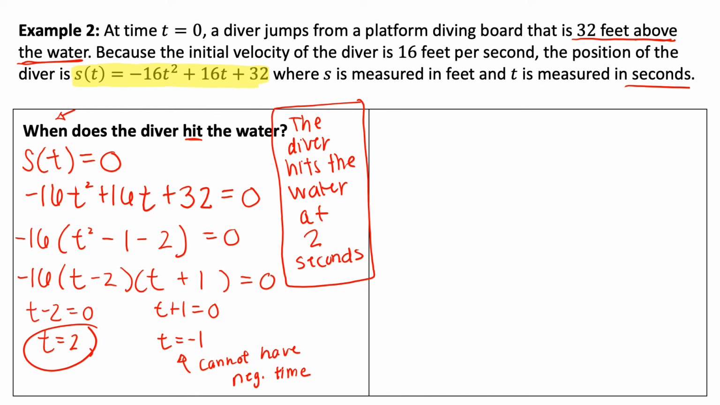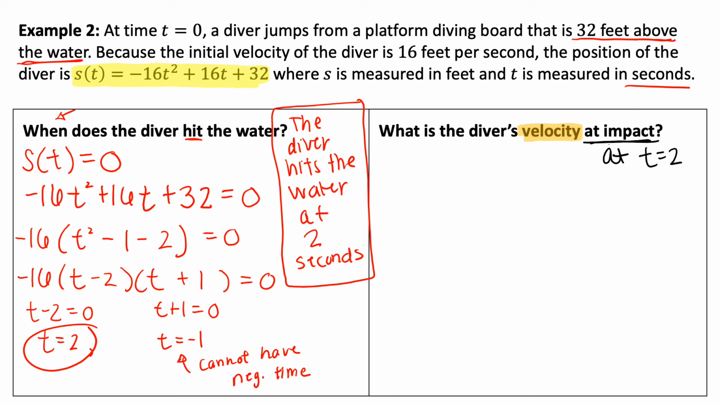The next question we want to answer here is, what is the diver's velocity at impact? So now we want to actually look at velocity. Notice we were only given information about position. So we have our s of t, our position function, but now we want to talk about our velocity. And then when we say at impact, we mean when he hits the water, at the instant the diver hits the water. So we mean at, from our earlier problem, t equals 2, because that's where we found he's going to hit the water. So we know our velocity, v of t, is equal to the derivative of our position function, s prime of t.